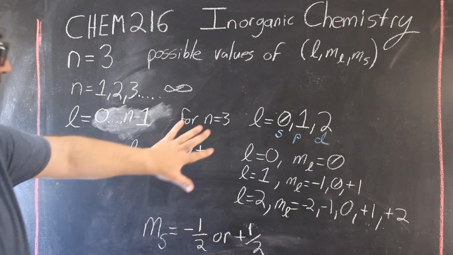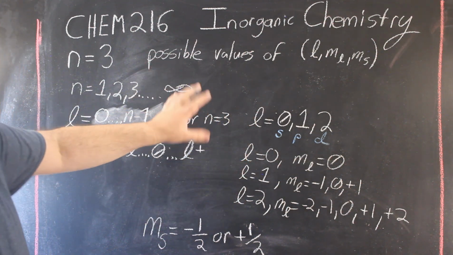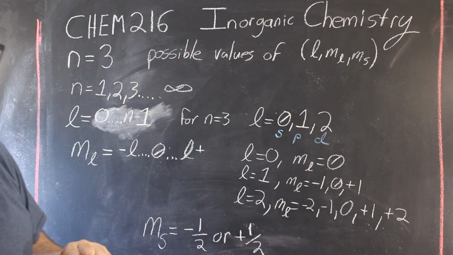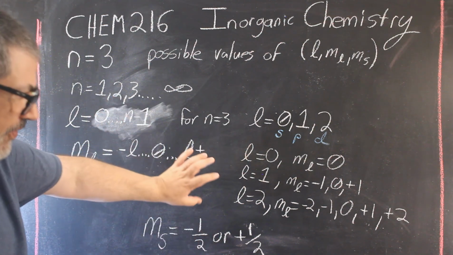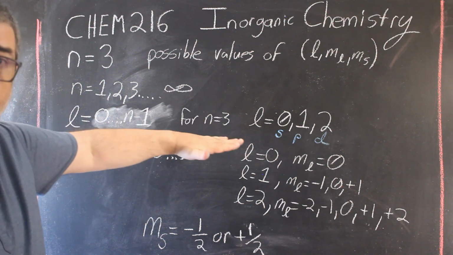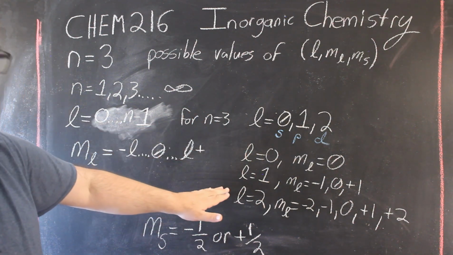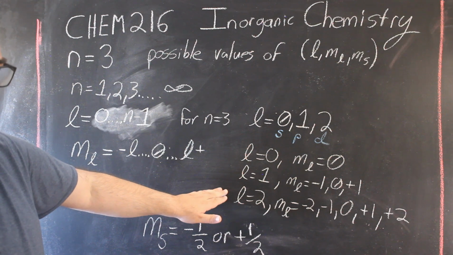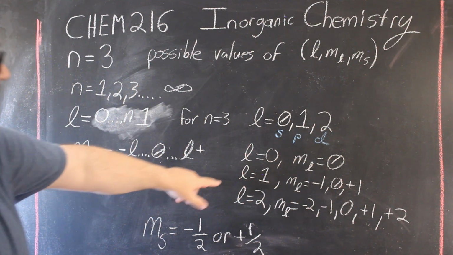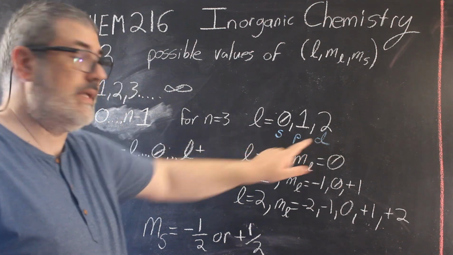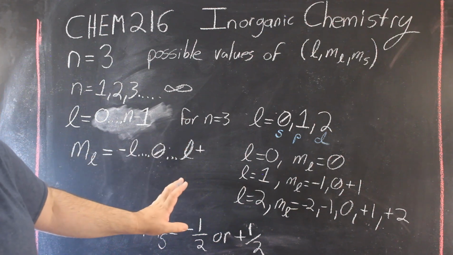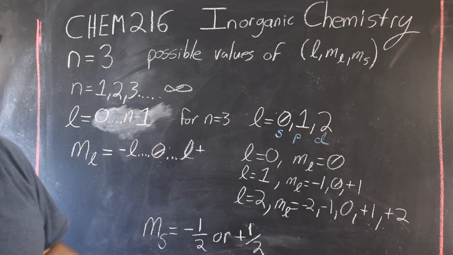So this gives us the definition of what values are possible when n equals 3 for the other three quantum numbers. And really, if you think about it, what I've actually done is fill the electrons through the d block elements. In other words, you can use these quantum numbers directly on the periodic table.